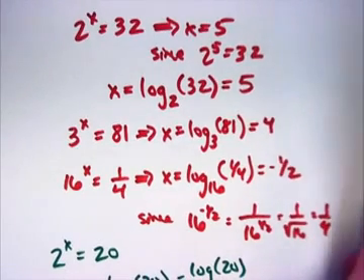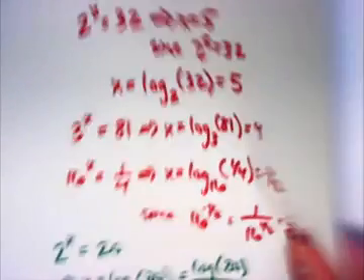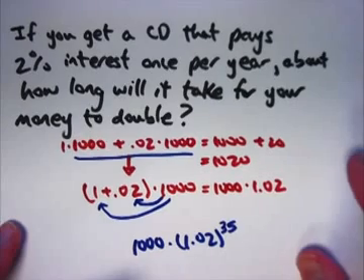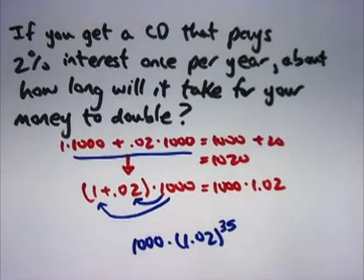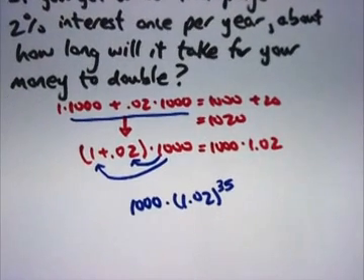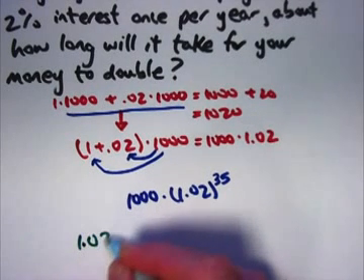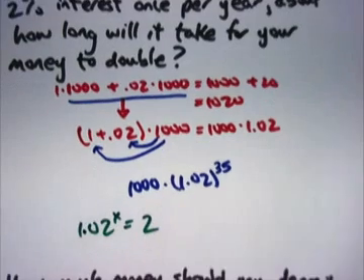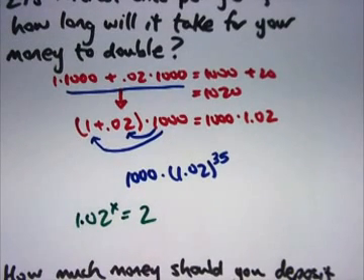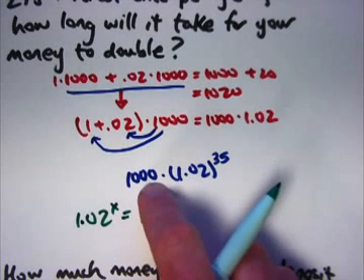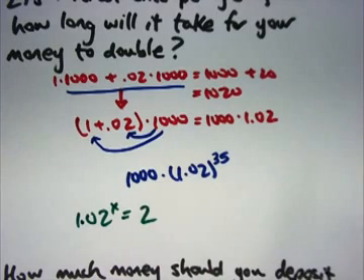Let's finish off this video by applying that idea to a couple examples. This example we looked at a number of videos ago. If you have a CD that's paying 2% interest, about how long will it take for your money to double? The answer was about 35 years, we saw. The key thing we're trying to solve ultimately is this equation. What value of x will make 1.02 to the x equal to 2? And I put a 2 there because that's going to then double whatever amount of money you start with.